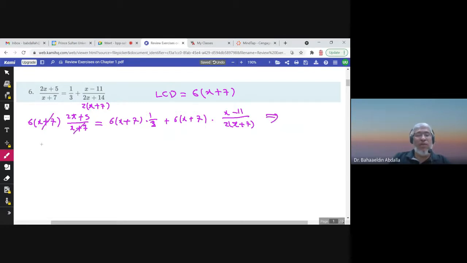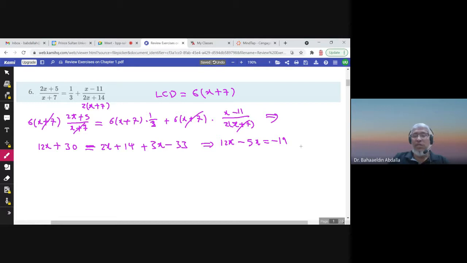Here these two cancel, and I have 6 times 2x, which is 12x, and 6 times 5, which is 30, equals. Now 6 divided by 3 is 2, so I have 2x plus 2 times 7, which is 14. Now x plus 7 divided by x plus 7, and 6 divided by 3 is 3. So I have 3 times x, and 3 times 11, 33. So I have 12x, and here you have 2x plus 3x. This is 5x. If you take it to the other side, it will be negative 5x. And now in the right-hand side, I have 14 minus 33, which is negative 19.